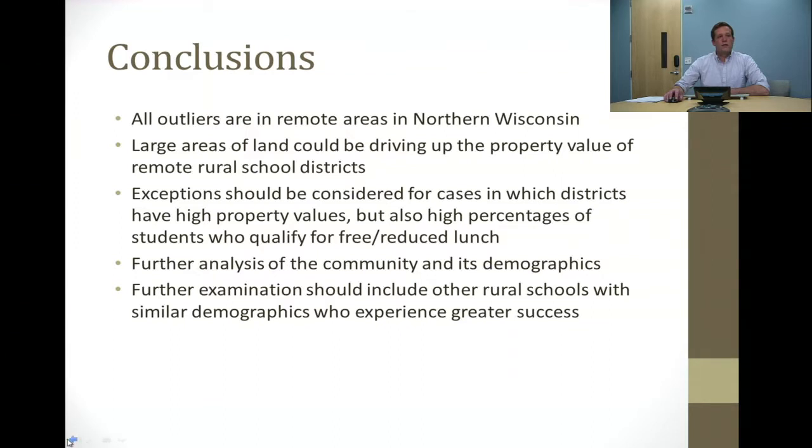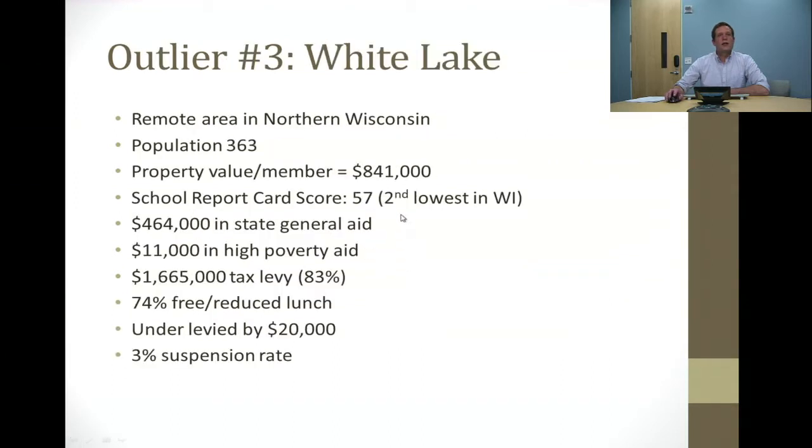The last school that I'm looking at is White Lake. Again, this is a remote area in northern Wisconsin. We've got a population of 363. Their property value per member is $841,000. School report card was 57. This is the second lowest in Wisconsin, just behind Milwaukee.